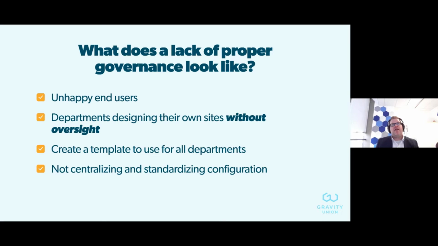What does lack of proper governance look like? So if you're in your organization and you see these things, these could be indications that perhaps you don't have your governance dialed in. So the first thing would be unhappy users. If people are complaining about the searchability or the organization of content, they can't find their stuff and they're frustrated, chances are we didn't have our governance dialed in.